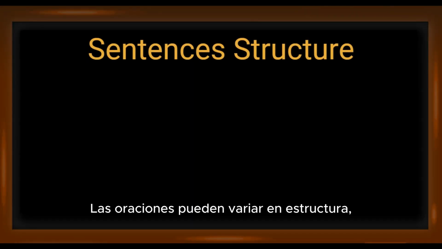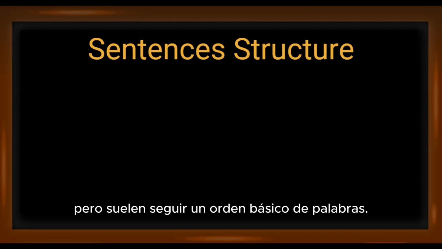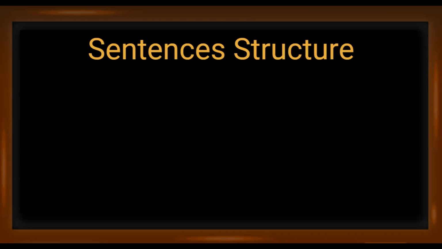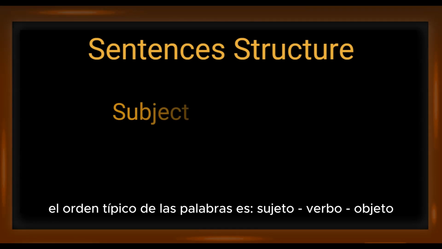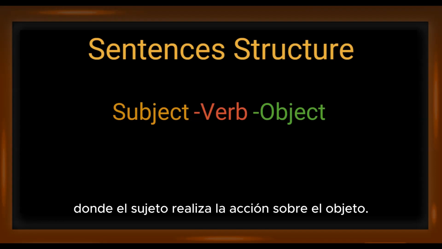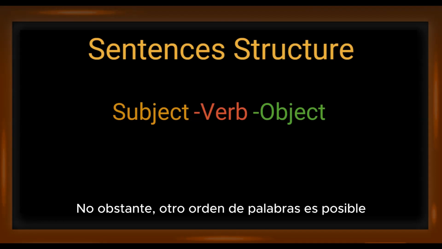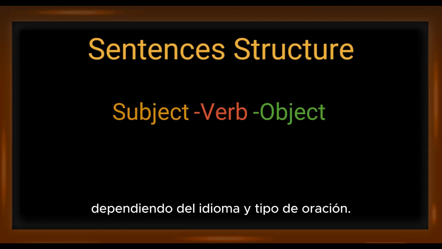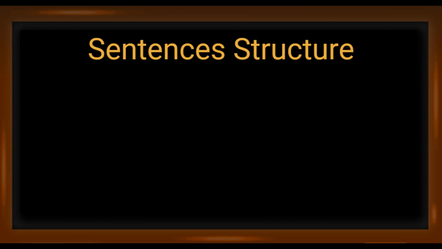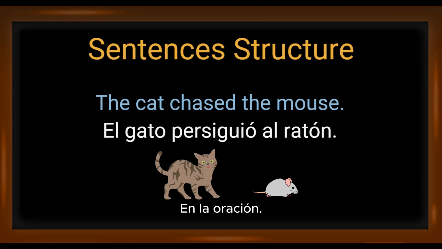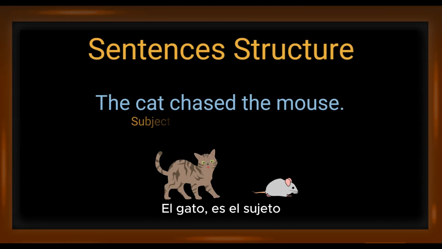Sentences can vary in structure, but they generally follow a basic word order. In English, the typical word order is subject, verb, object, where the subject performs the action on the object. However, other word orders are possible depending on the language and sentence type. For example, in the sentence, "The cat chased the mouse." The cat is the subject, chased is the verb, and mouse is the object.